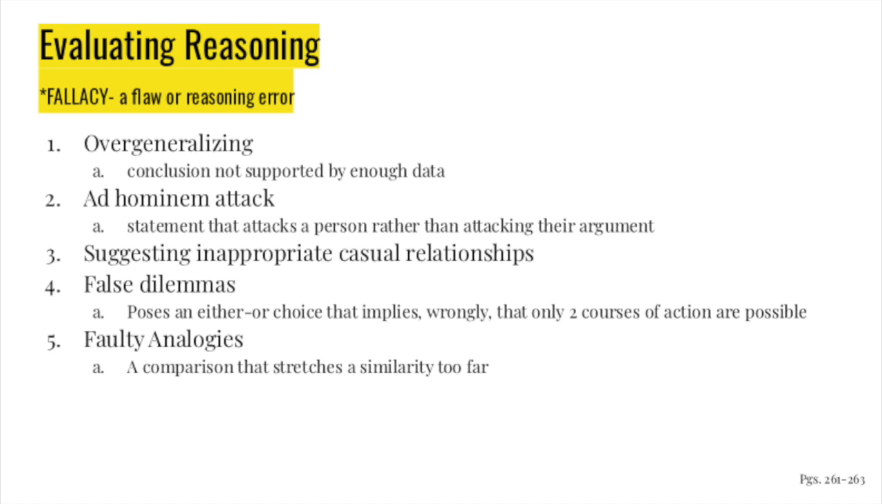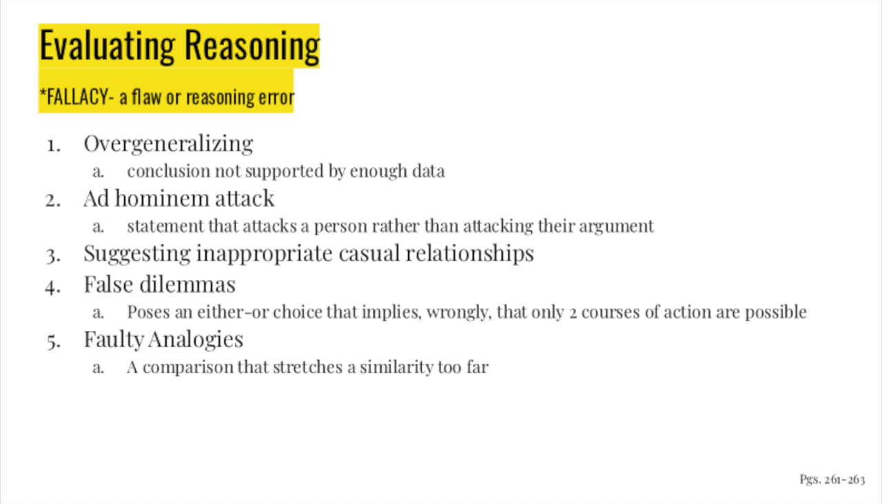The third one is suggesting inappropriate causal relationships. Sometimes because 2 events are related or occurred together, we associate them together. But events usually have multiple complex causes. False dilemmas pose an either-or choice that implies wrongly that only 2 courses of action are possible. And then false analogies is a comparison that stretches a similarity too far.